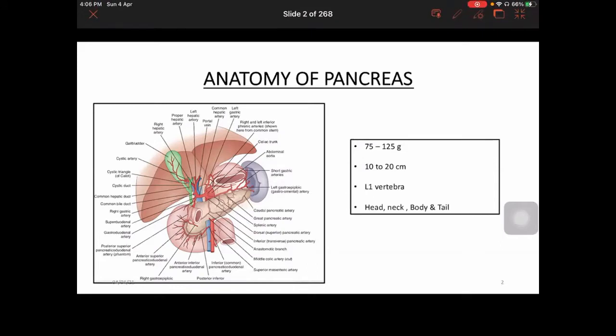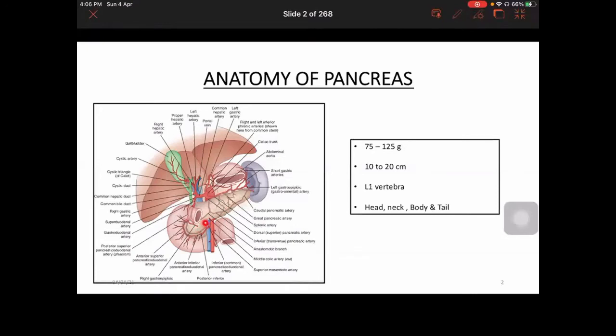As usual, the pancreas is a retroperitoneal organ, situated in the C loop of the duodenum. What is the weight of the pancreas? It's around 75 to 125 gram, measuring about 10 to 20 centimeter, and it usually lies in front of the L1 and L2 vertebra. How is the pancreas divided? It's divided into 4 parts: head, neck, body, and tail.